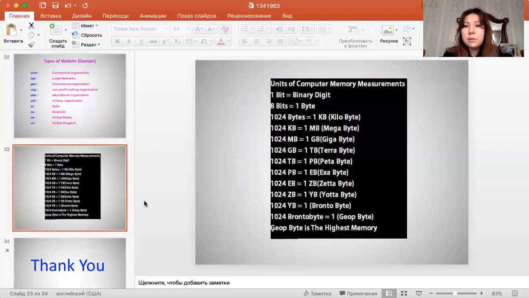Units of computer memory measurement. 1 bit is a binary digit, 8 bits is 1 byte.